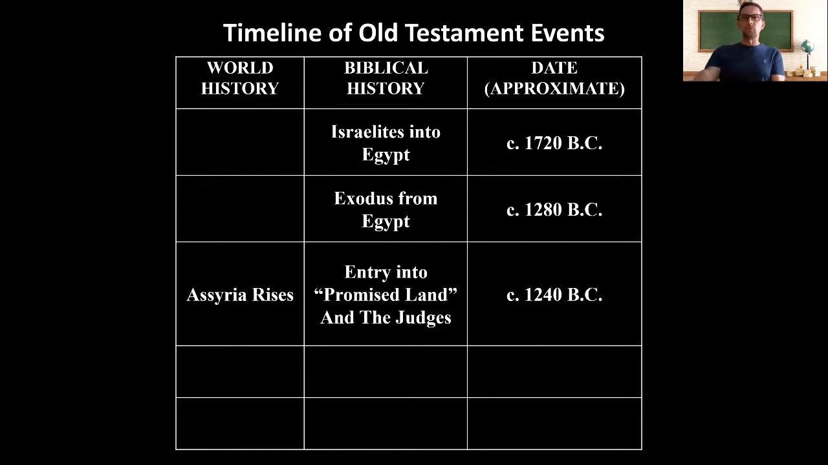And then the Empire of Assyria, which is in modern day Iran, Iraq. And as they are rising as an empire, this is when the Israelites are entering into the promised land. And this is the era of the judges that are ruling the Israelites. They don't yet have a king. And this is the year around 1240 BC.